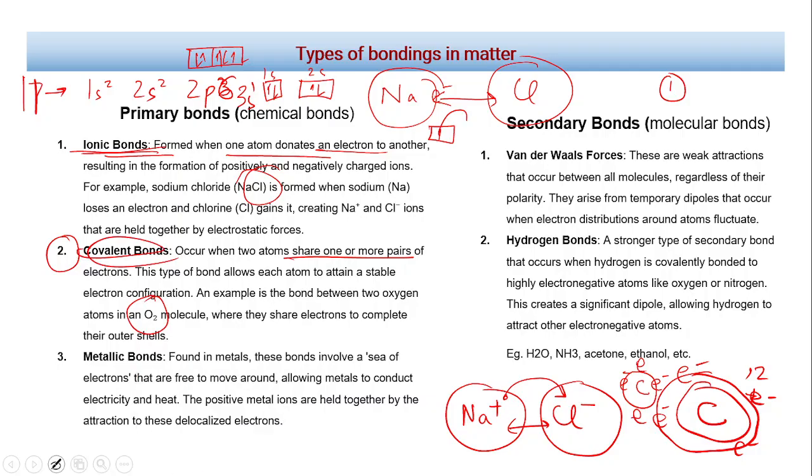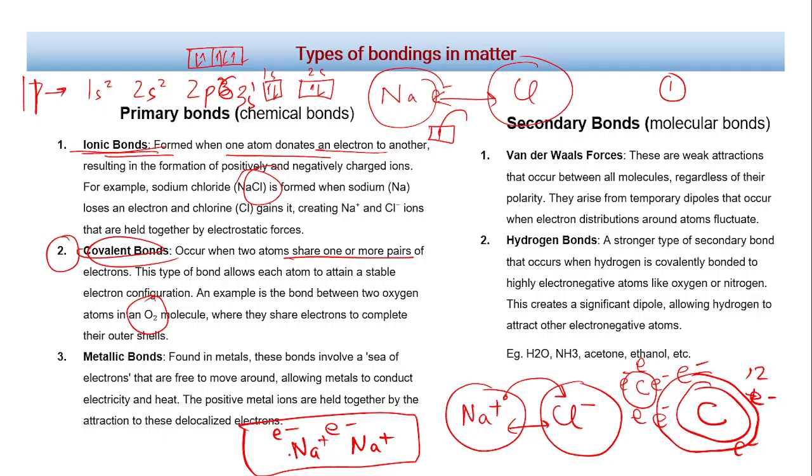Then we have metallic bonding. Now what happens in metallic bonding? This is found, as the name suggests, in metals, where we have a sea of electrons that are free to move around, allowing the metal to conduct electricity and heat. So we know metals are good conductors of electricity as well as heat. Why so? In a metal, say sodium metal, it is made up of Na plus throughout. And where is that electron going? It's moving around in the whole rod, block, or sheet of sodium metal.